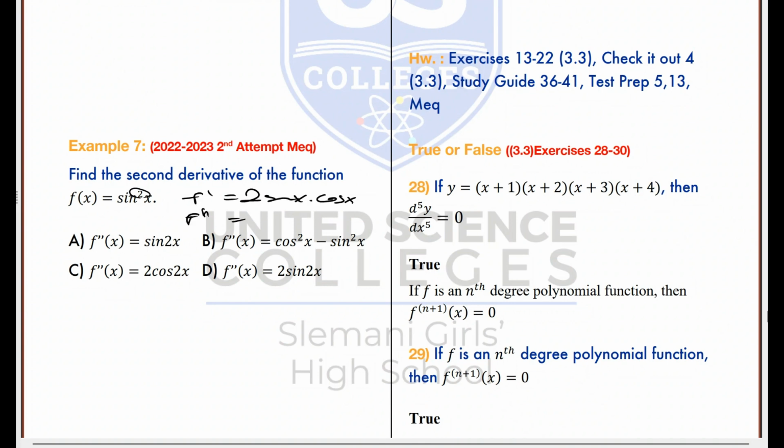There's a trigonometric identity saying that whenever there is 2 sine x cosine x, it's equivalent to sine 2x. So I can use sine 2x instead. Instead of taking the derivative of the product, I can take the derivative of sine 2x. It's much simpler. Okay, derivative of sine 2x, 2 cosine 2x, which is option C. See, when you know the identities, it makes your job easier.